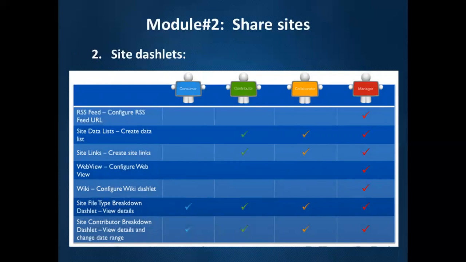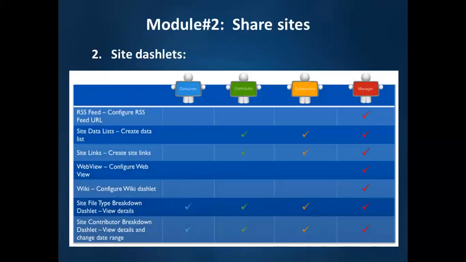On site data list, to create a data list, contributor, collaborator, and manager have this permission. Contributor, collaborator, and manager have another permission on site links, to create site links. For configuring web view, only manager has this access. Configure wiki dashlets, only manager has this access.